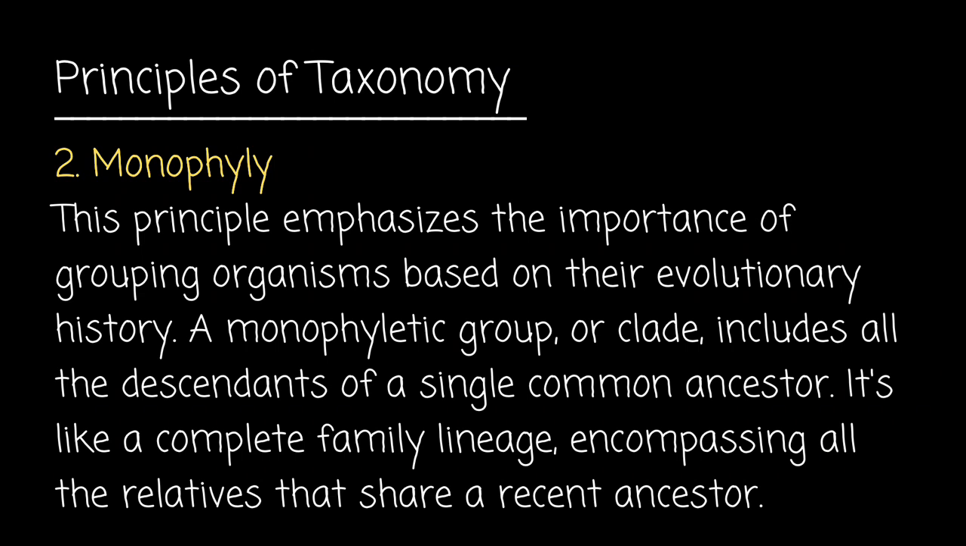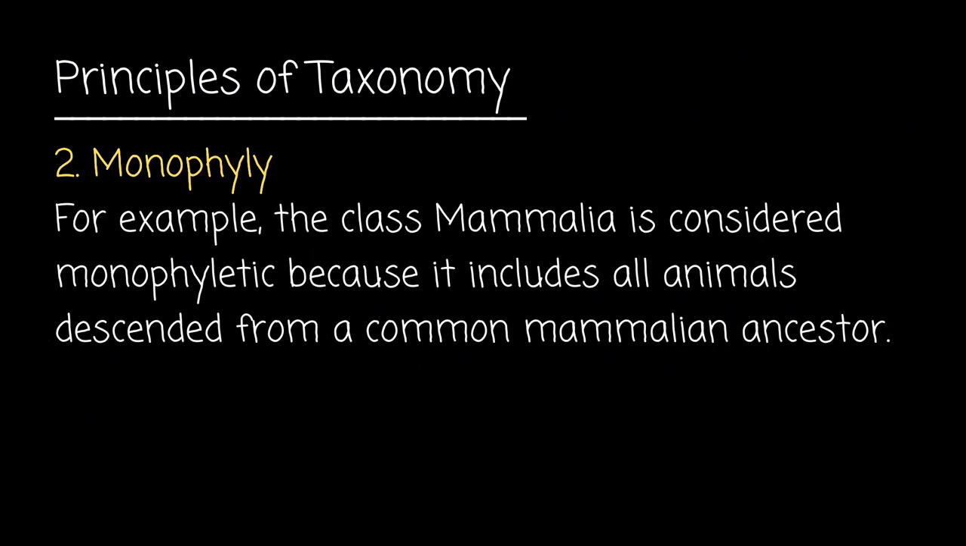2. Monophyly. This principle emphasizes the importance of grouping organisms based on their evolutionary history. A monophyletic group, or clade, includes all the descendants of a single common ancestor. It's like a complete family lineage, encompassing all the relatives that share a recent ancestor. For example, the class Mammalia is considered monophyletic because it includes all animals descended from a common mammalian ancestor.